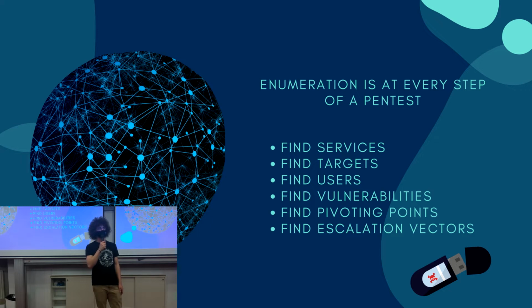You have to enumerate to find pivoting points, to reach other targets, and also to find escalation vectors. For example, you are a user on a website, and to find a vulnerability to get the rights of the owner of the website, you have to find escalation vectors, and for this, enumeration is mandatory.